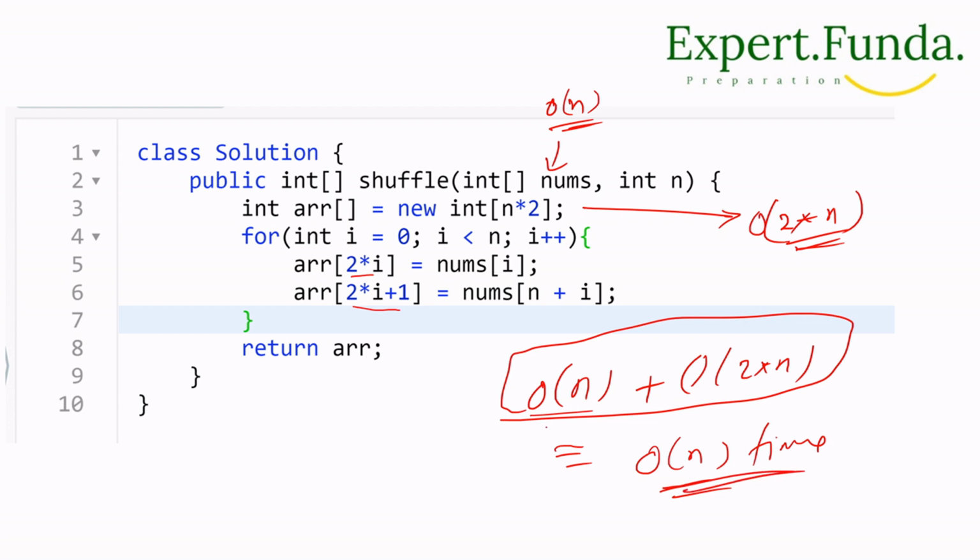Okay, and for the space complexity, we are not using any additional space rather than the output array that we are taking here, right? So we can say that the space is O of 1, we're not taking any extra space other than this one. Okay, so I think you understood.